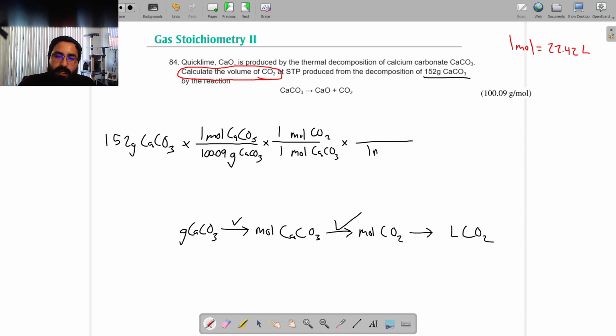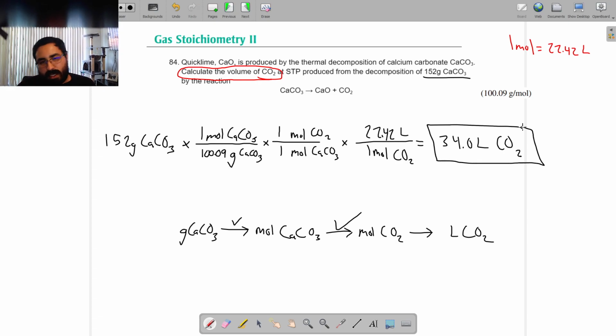But now we're at moles of CO2, and we got to go to liters. Well, we know that if it's at STP, 1 mole of CO2 will take up 22.42 liters. So we do a little bit of this math. We got 152 grams. We divided by 100.09. We don't got to do anything with the ones. We multiply by 22.42. And we get 34.04. Whoa, Mr. Sanchez, 3 sig figs. What are you doing? You're making us all look bad. 34.0 liters of carbon dioxide.